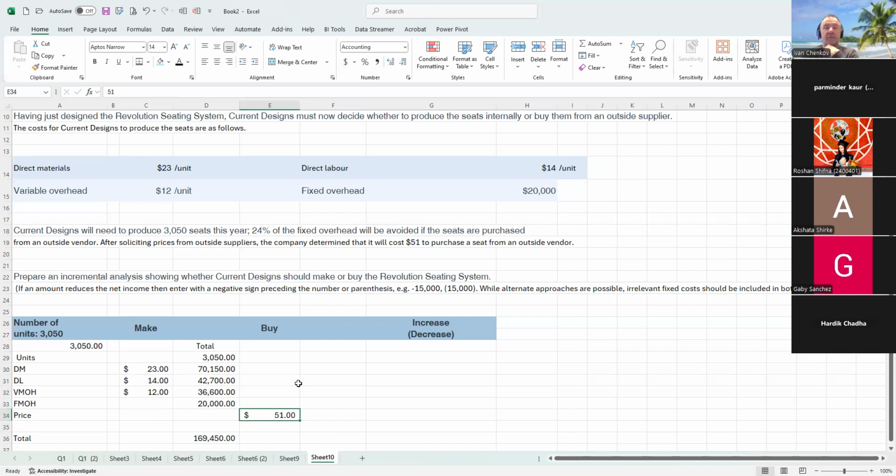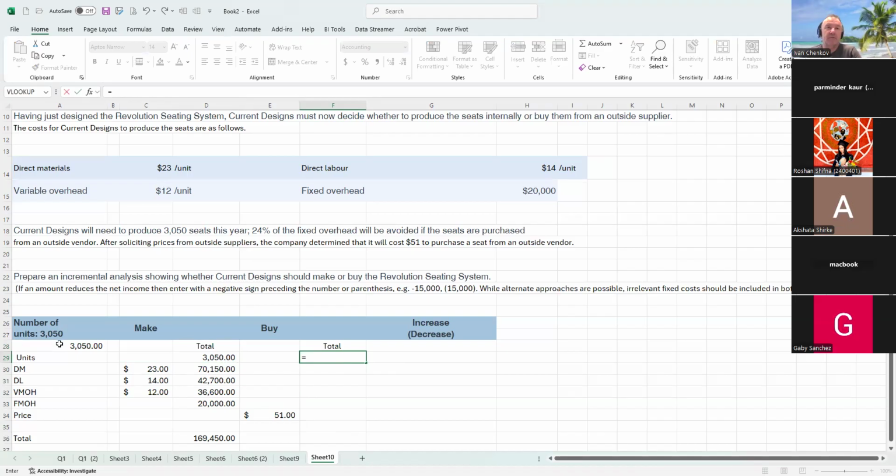Are you guys with me? Yes, sir. So how many are we purchasing? 3,500. That's what we're purchasing. So how much is it going to cost me if I buy those 3,500? Times 51. Boom, it gives me this one. Make sense? Yes.